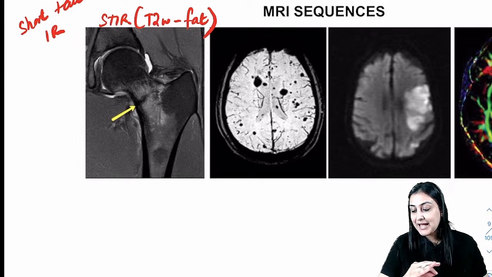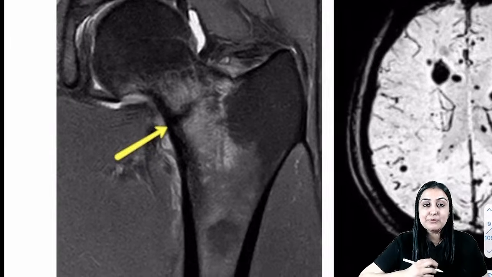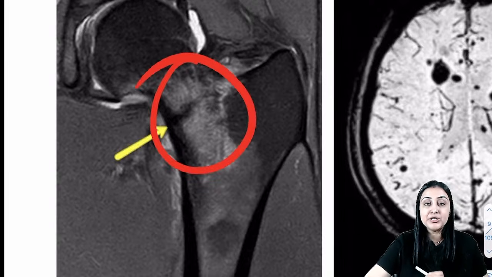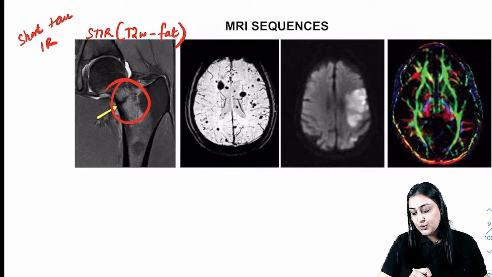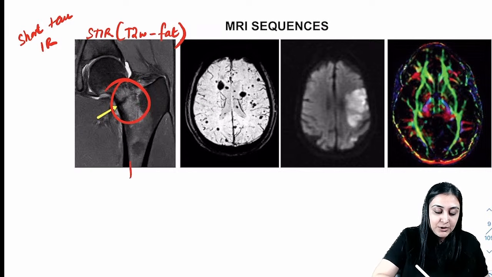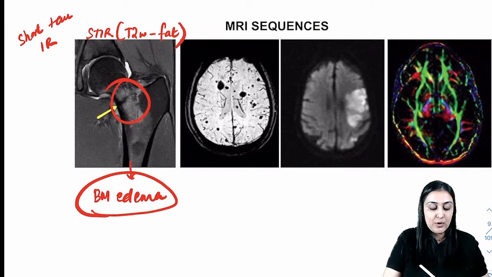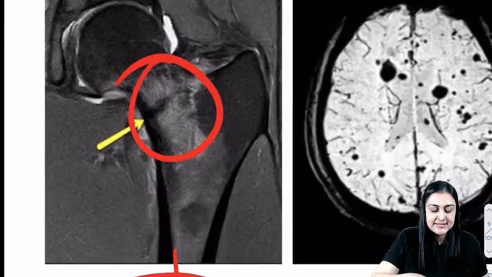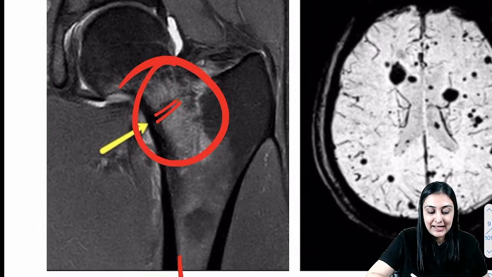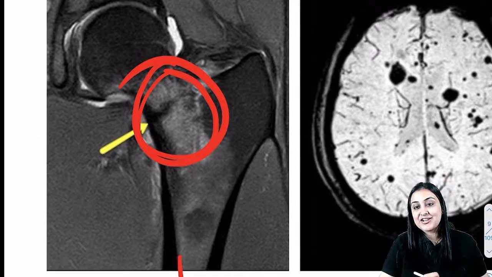So now I have subtracted fat. I have made fat black such that any bone marrow edema is now going to appear white. Okay? If you did not understand, remember that STIR is the best sequence to pick up bone marrow edema. When do I want to pick up bone marrow edema? Stress fracture. In this case, can you see there is a fracture line and surrounding that is bone marrow edema? This is how stress fracture appears.